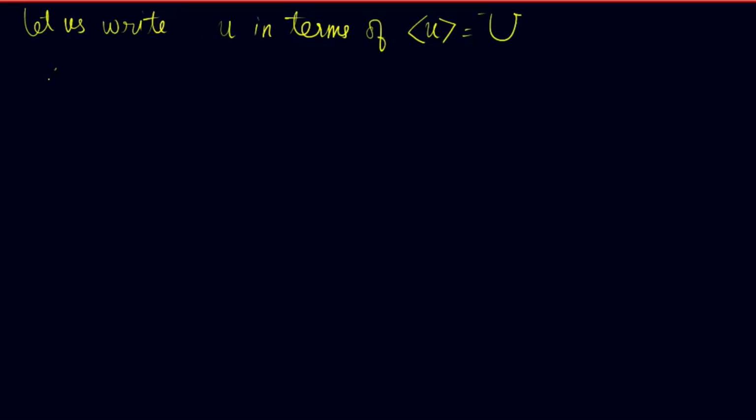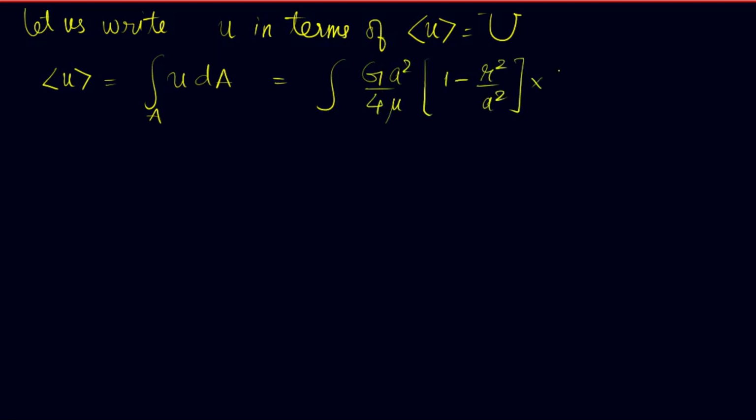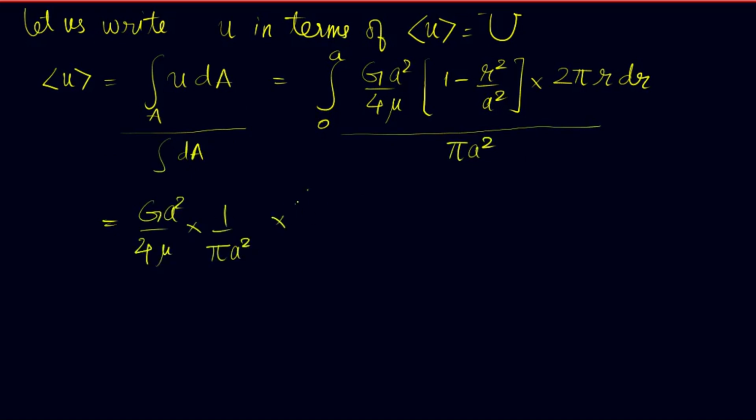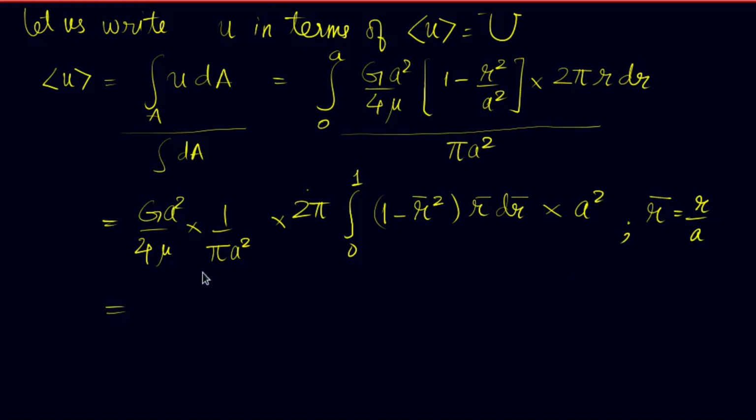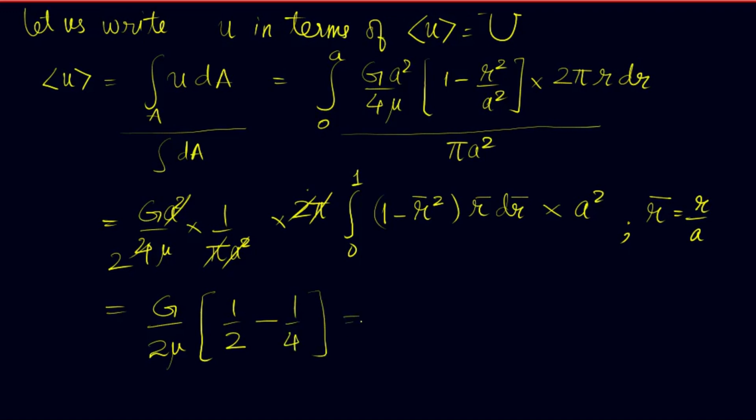For the sake of convenience, we can write down the velocity in terms of the average velocity, or capital U, and the steps are very easy to follow. The average velocity is simply the integral of the velocity over the area divided by the total area. So it's integral u dA divided by integral dA, and for a tube, integral dA is simply pi a square. And so if we do the calculation, we'll see that the average velocity comes out to be G a square by 8 mu.